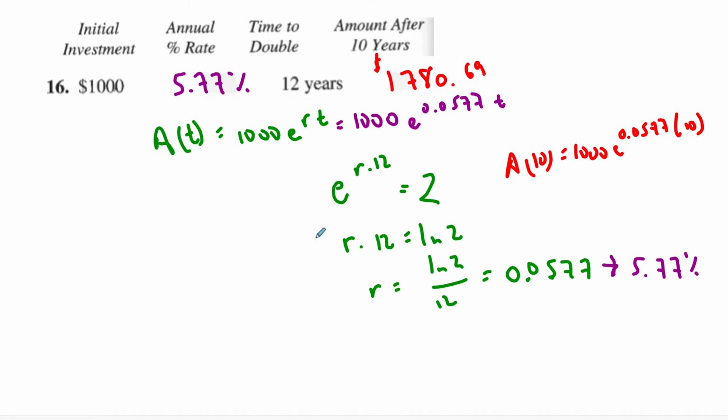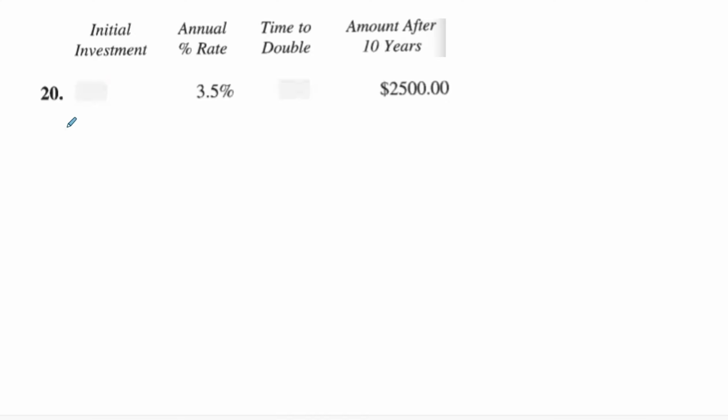Easy. So the next one, we don't know the initial investment. We know the annual percentage rate. We don't know the time to double, but we know how much there is after 10 years. So write as much as we know. We don't know A naught. E to the, well, we know it's 0.035t. Okay. And we know that 10 years, which is t, right?